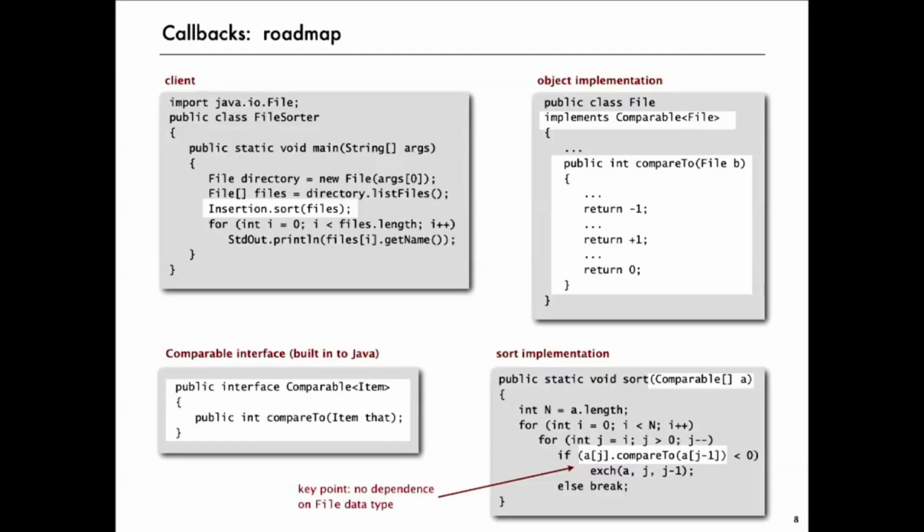The key point is that the sort implementation has no dependence on the type of data. That's handled by the comparable interface. And a different comparable array will be sorted in the same way. Because of the interface mechanism, there'll eventually be a callback to the actual compareTo code that goes with the type of object being sorted.